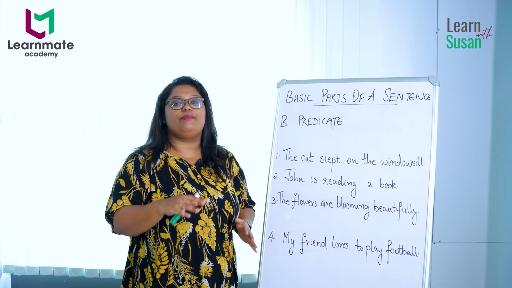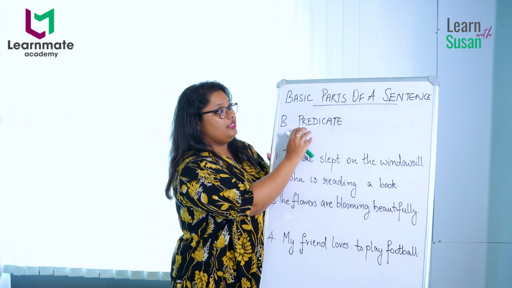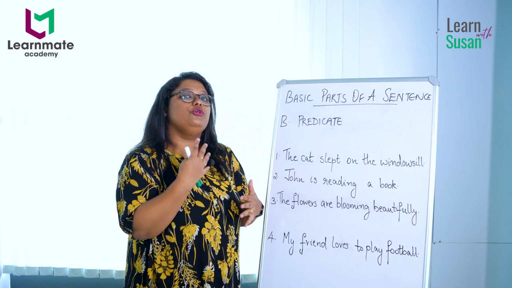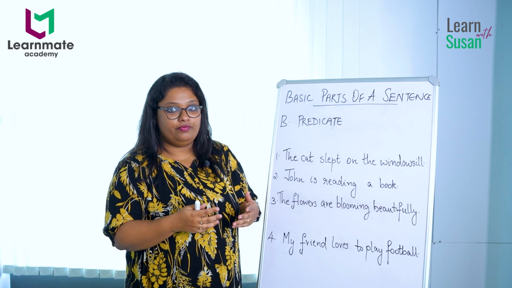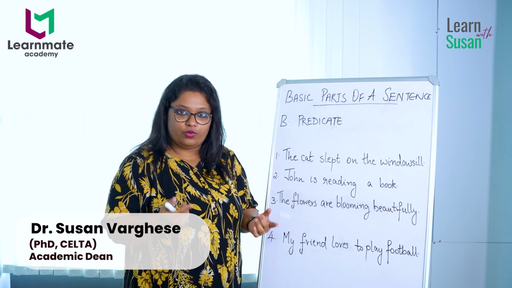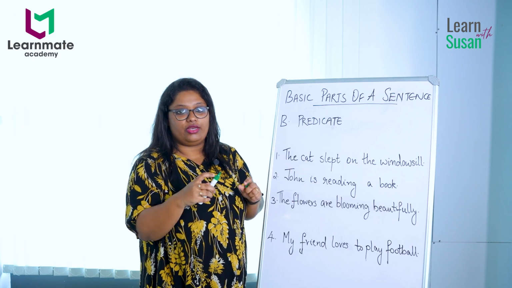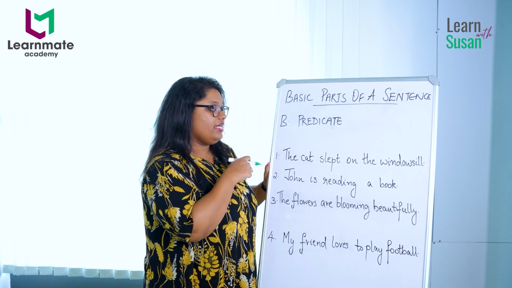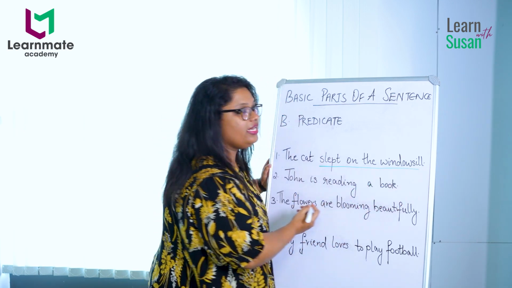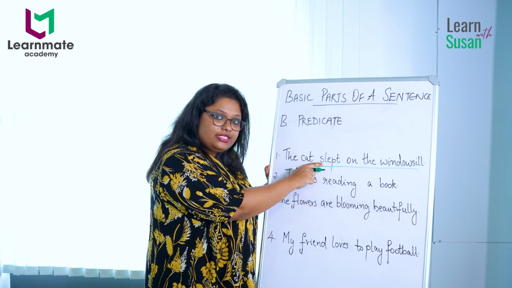Now the second important part of any sentence is what we call the predicate. The predicate is the part of the sentence which usually contains a verb. So let me remind you again, what is a verb? A verb is actually a doing word. Now in the first sentence, the cat slept on the windowsill. Previously I mentioned the cat is the subject, and the rest of the entire sentence would be the predicate because it has a verb, which is slept.